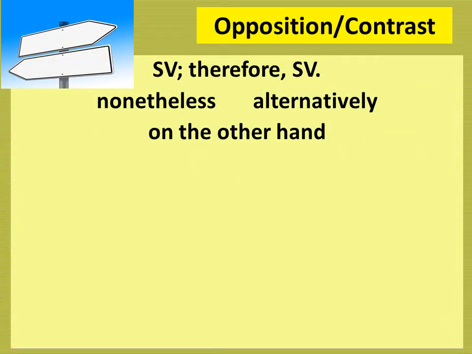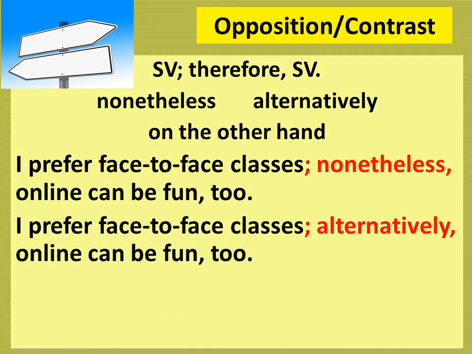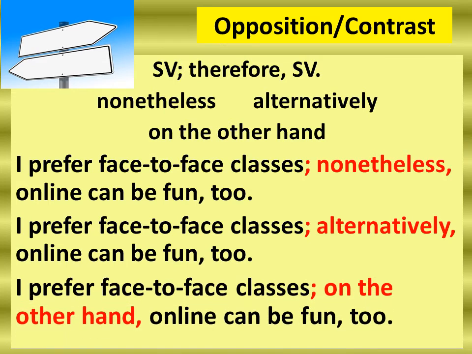Here are some more transition expressions for opposition or contrast. Remember, the same formula applies. Subject verb, semicolon, therefore, comma, subject verb. We can use nonetheless, alternatively, and on the other hand. Such as in this sentence, I prefer face-to-face classes, semicolon, nonetheless, comma, online can be fun too. Again, it's just another way of saying the same thing. Alternatively, I can use alternatively. I prefer face-to-face classes, semicolon, alternatively, comma, online can be fun too. And I prefer face-to-face classes, semicolon, on the other hand, comma, online can be fun too.